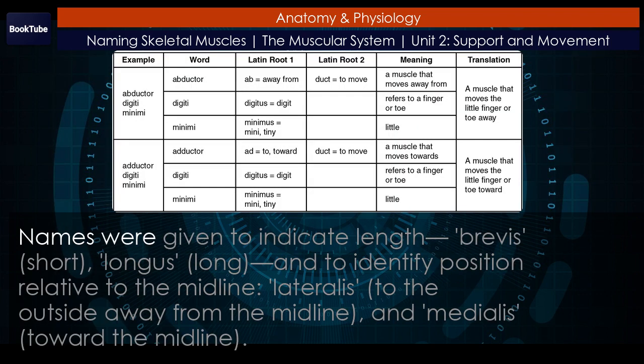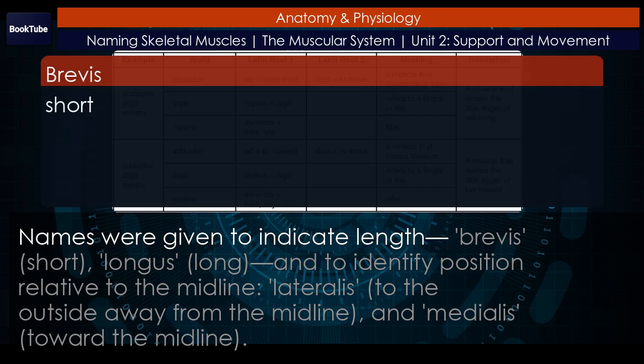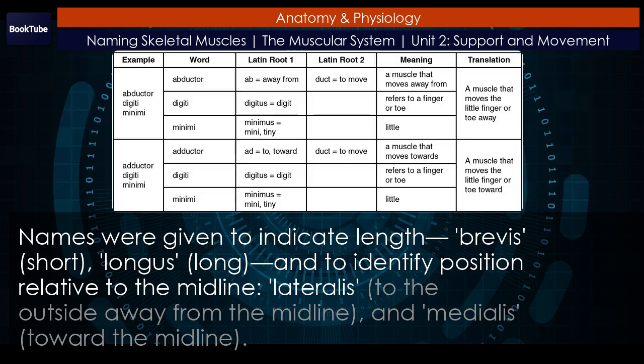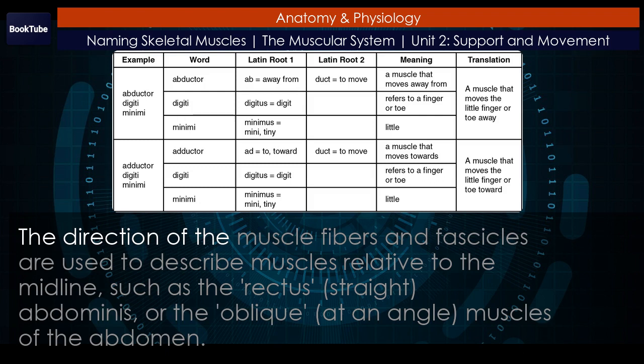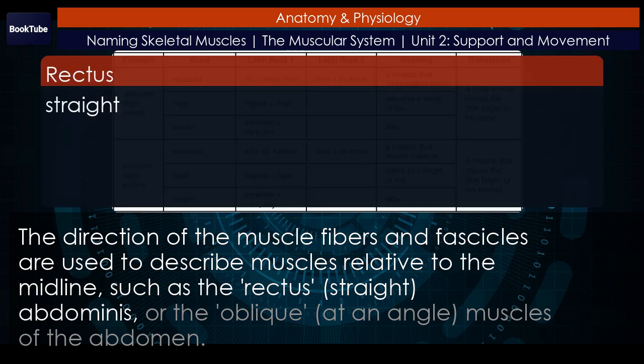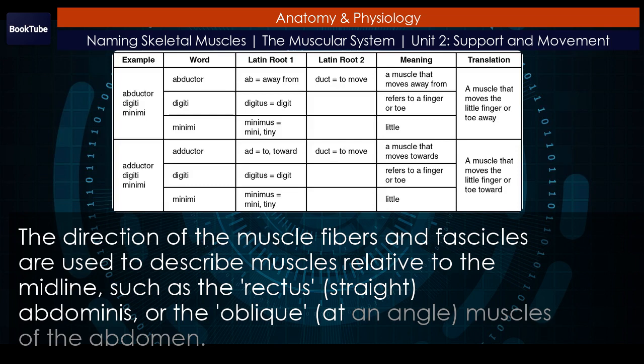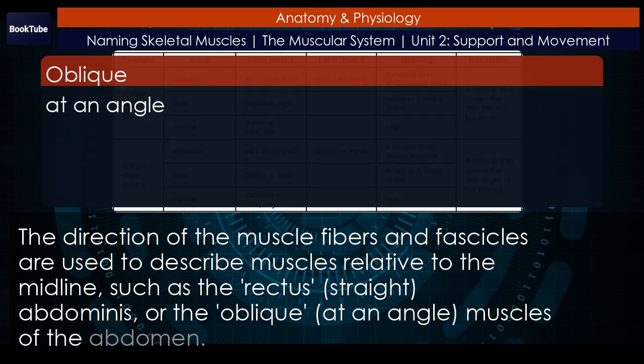Names were given to indicate length, brevis, short, longus, long, and to identify position relative to the midline, lateralis, to the outside away from the midline, and medialis, toward the midline. The direction of the muscle fibers and fascicles are used to describe muscles relative to the midline, such as the rectus, straight, abdominis, or the oblique, at an angle, muscles of the abdomen.